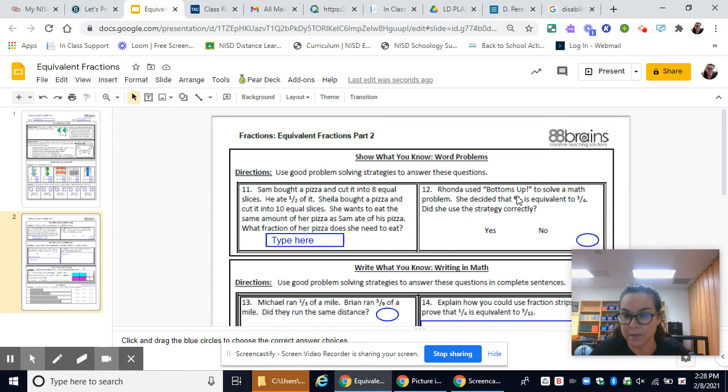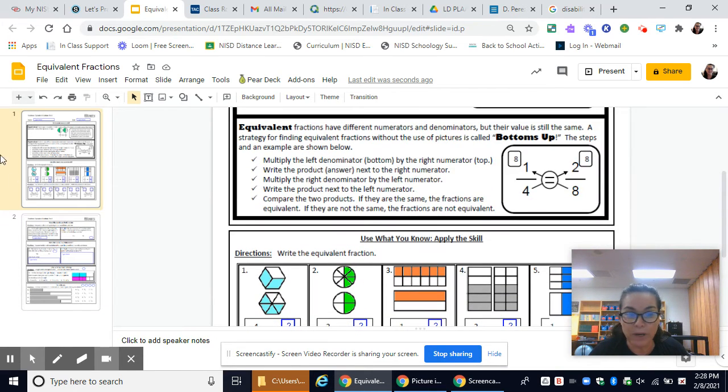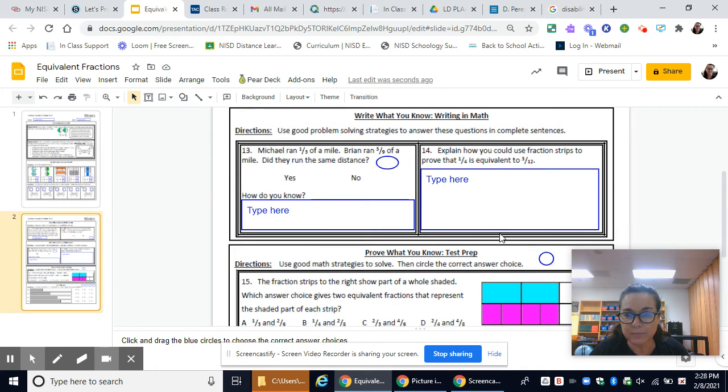Rhonda used bottoms up, meaning the cross multiplication, to solve a math problem. She decided that 6/8 is equivalent to 3/4. Did she use the strategy correctly? So you're going to have to take a piece of paper and put 6/8 equals 3/4. Then you're going to cross multiply the way we did it on this one right here, okay? Then you're going to type the answer in here.